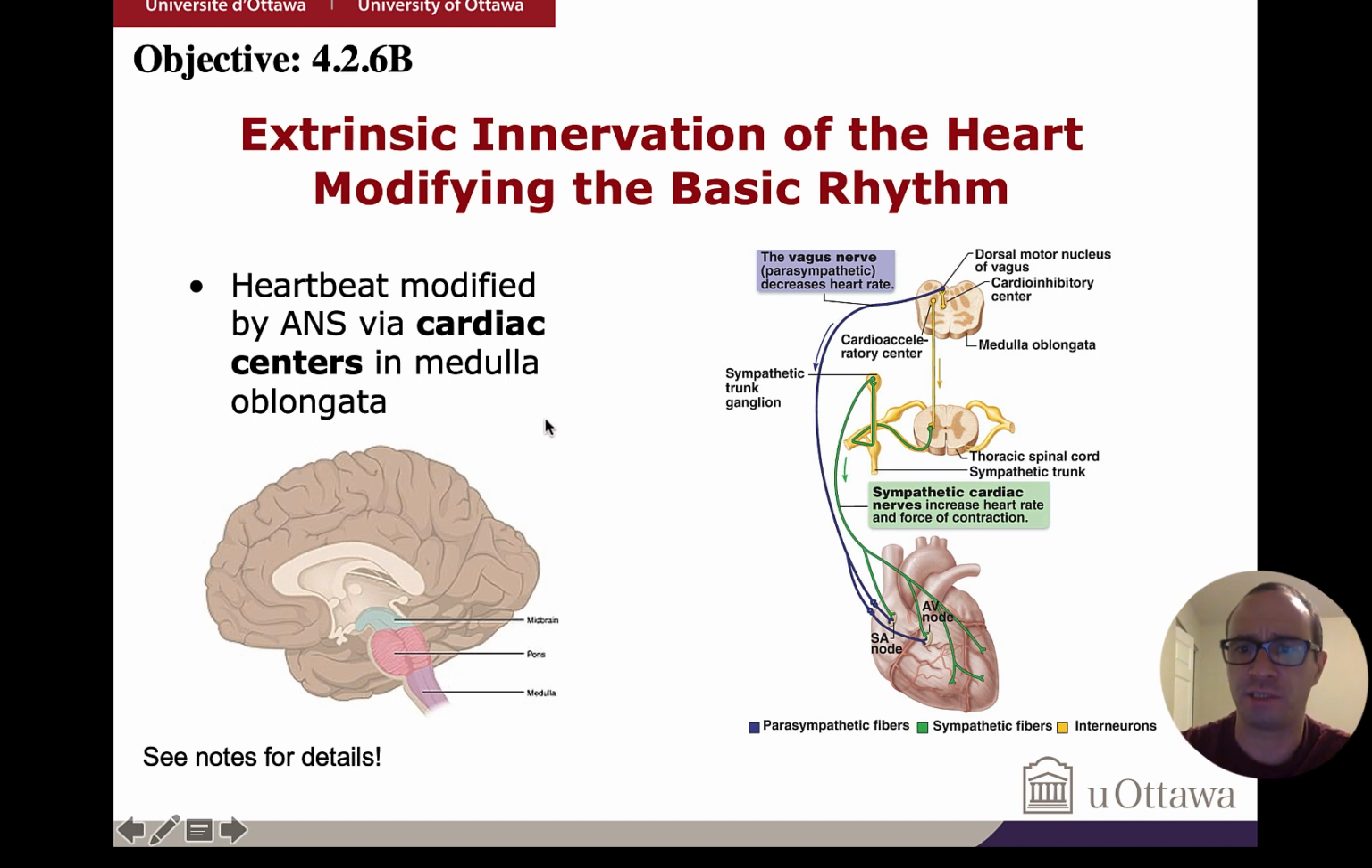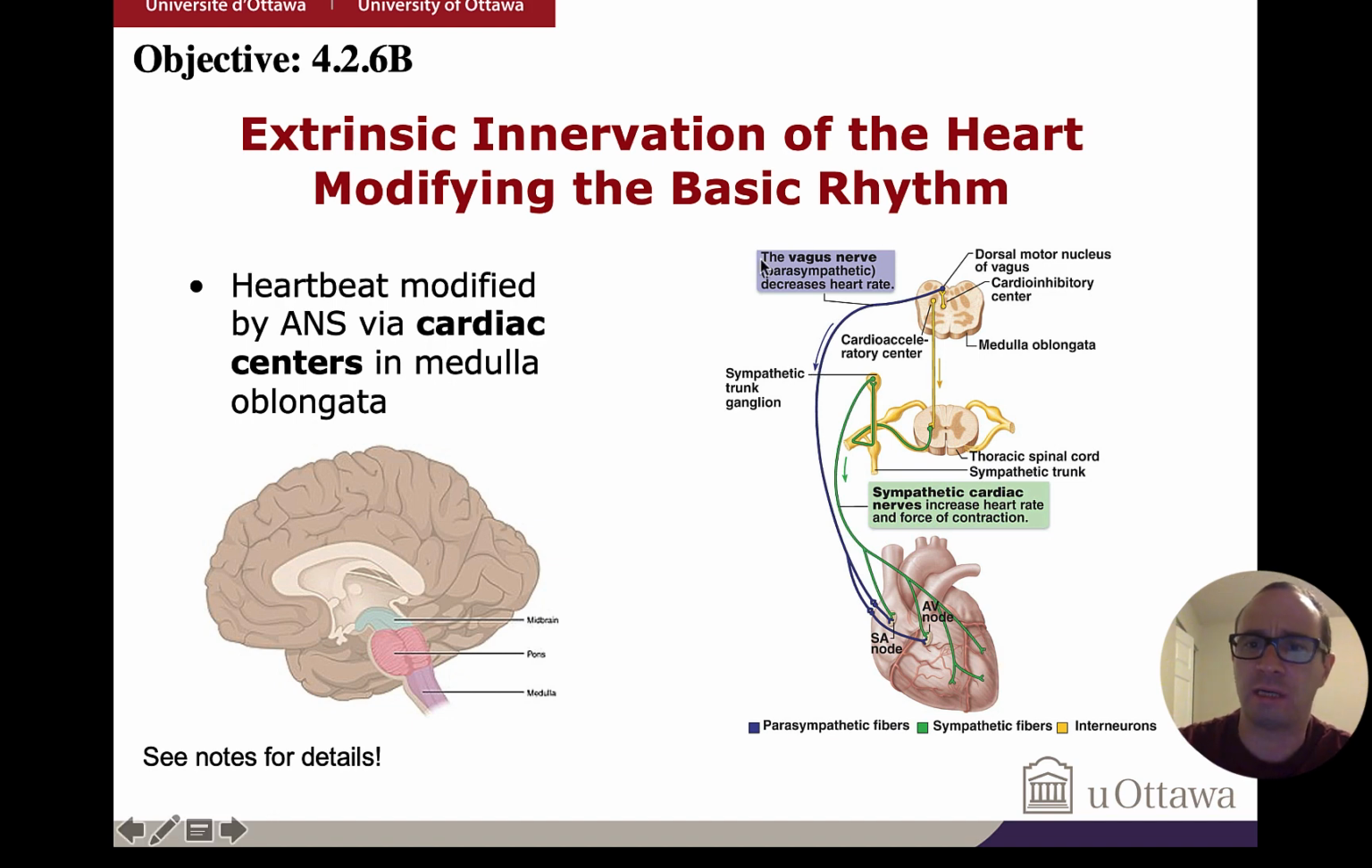So the cardiac centers, you have inhibitory centers such as the vagus nerve here, which is going to come down and inhibit the SA node and the AV node. You also have accelerator centers which do the opposite. This is in the SA node and in the AV node, and then also areas of the myocardium as well.